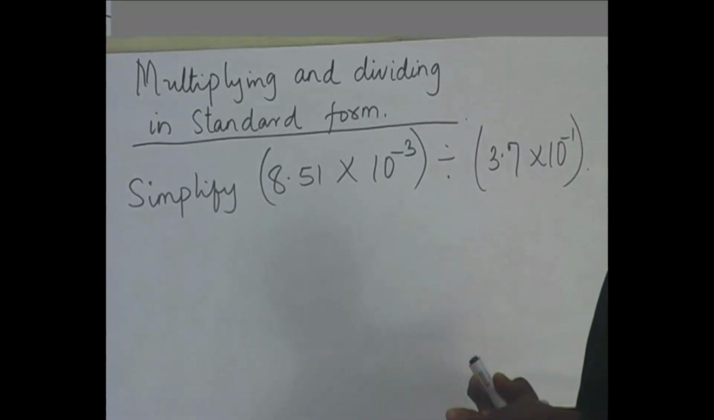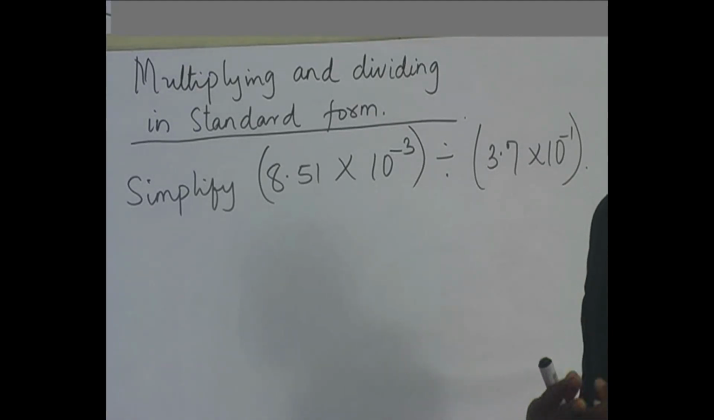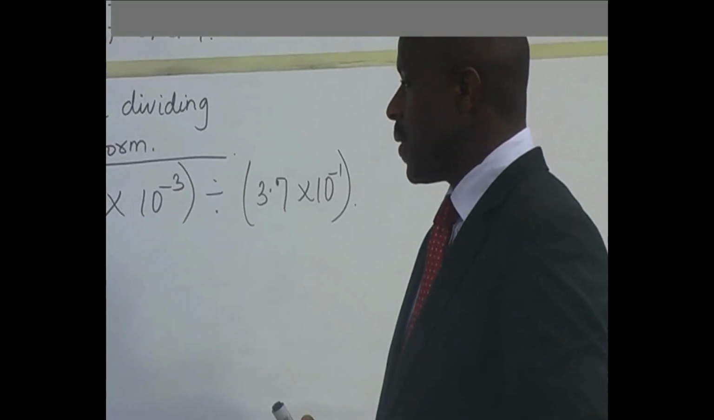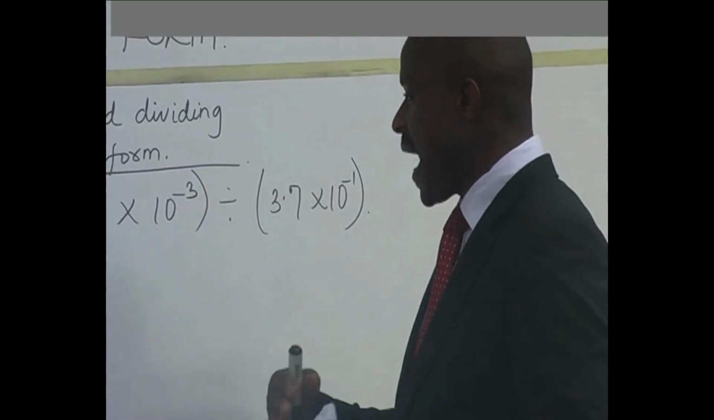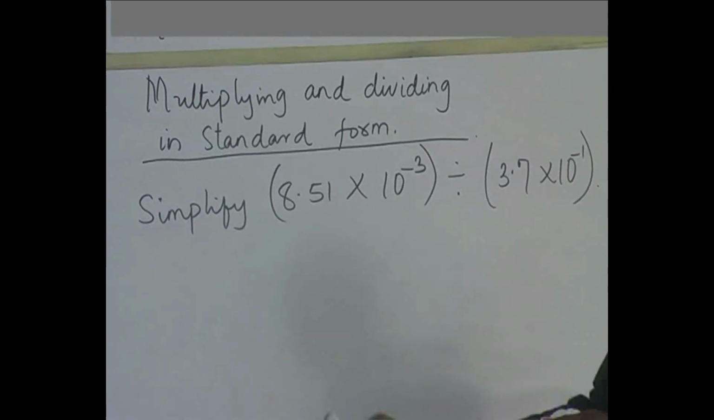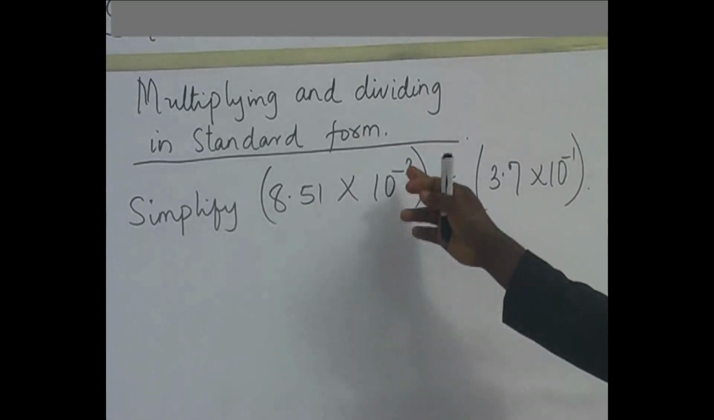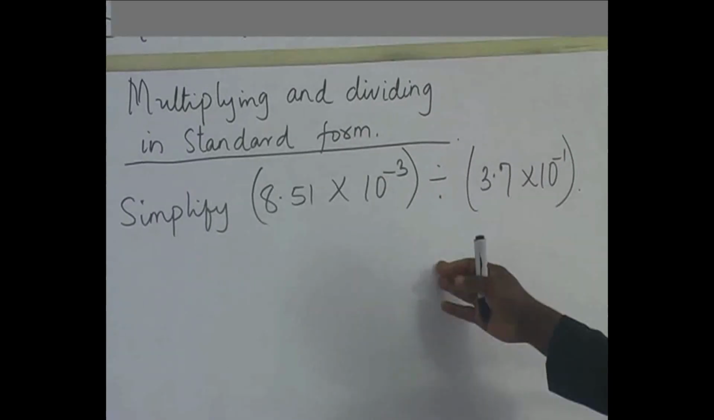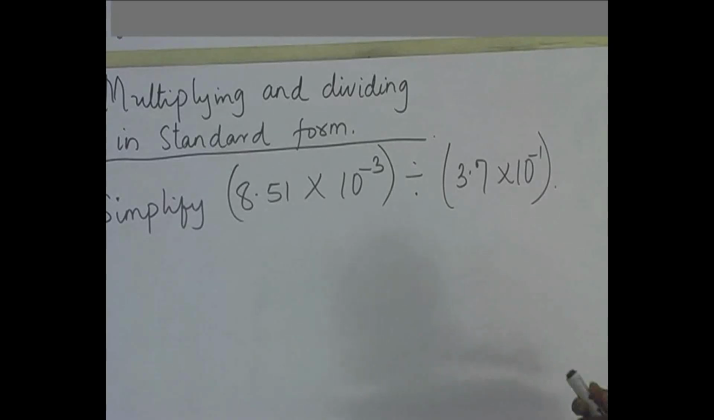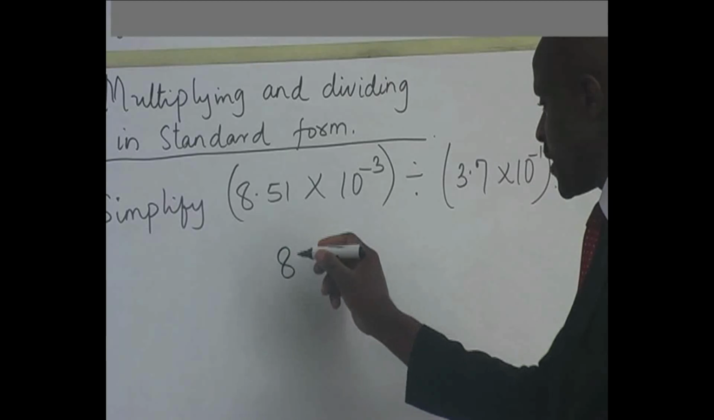The last question I have selected to get you equipped with all you need to know in multiplying and dividing in standard form is this question that says that we should simplify 8.51 times 10 exponent minus 3 divided by 3.7 times 10 exponent minus 1. Bring out the number, no need of wasting much time.